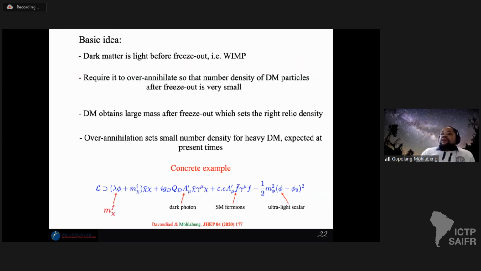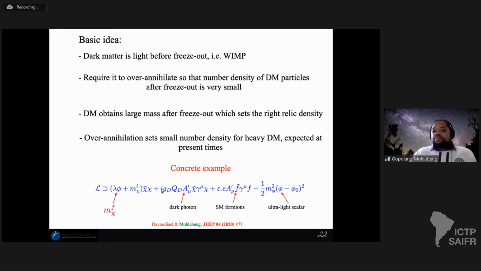The main idea here is that dark matter is light before freeze out. It's basically a WIMP before freeze out. And before freeze out, we require it to annihilate very efficiently, such that after freeze out, you have a very small number density of these particles. The dark matter is then coupled to an ultralight scalar that, when it grows in its potential after freeze out, sources a huge mass for the dark matter. So you have an initial mass, and after freeze out, you have a final dark matter mass.